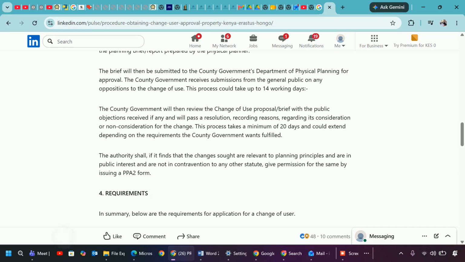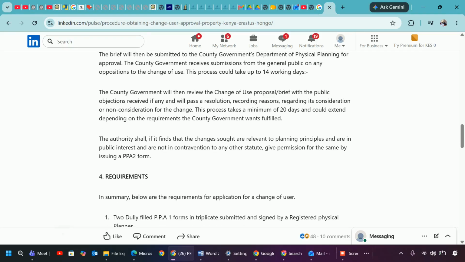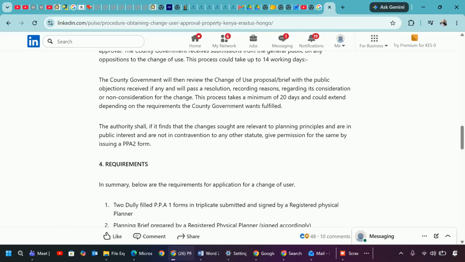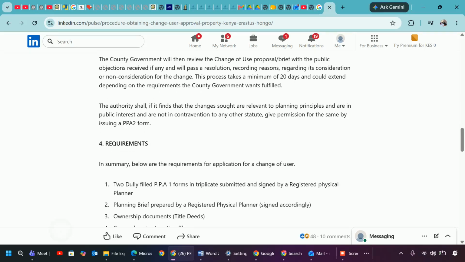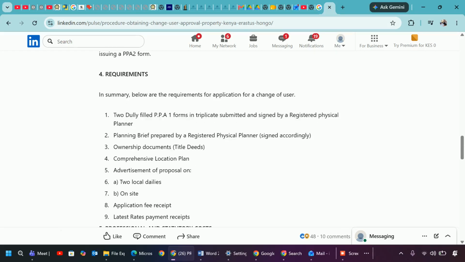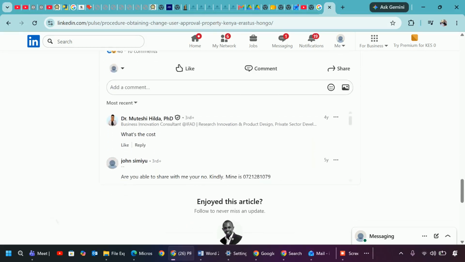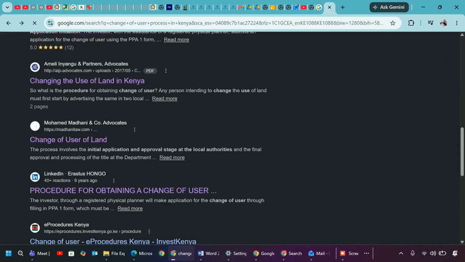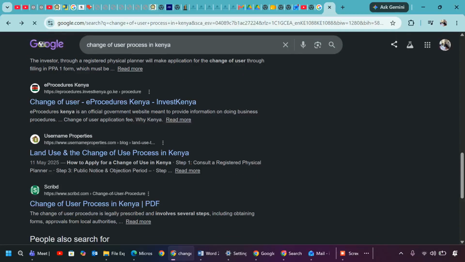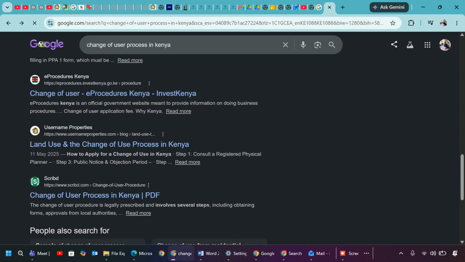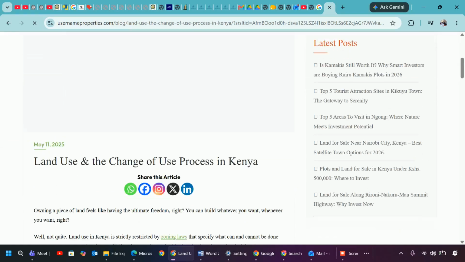The county government receives submissions from the general public. The county government will then review the change of user proposal or brief with the public objections. The authority shall, if it fits... this one is a bit shallow and mixed up because it was depending on his memory. Let us see whether there are steps 1, 2, 3, 4 where we can tick the boxes.